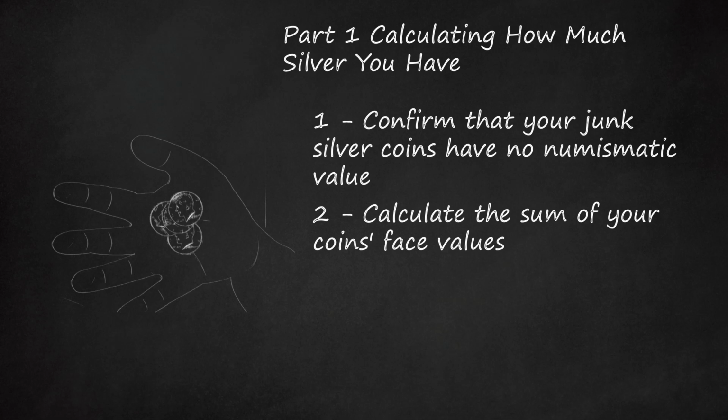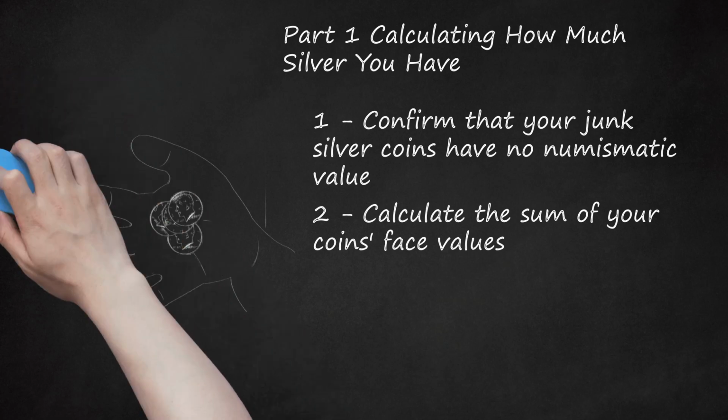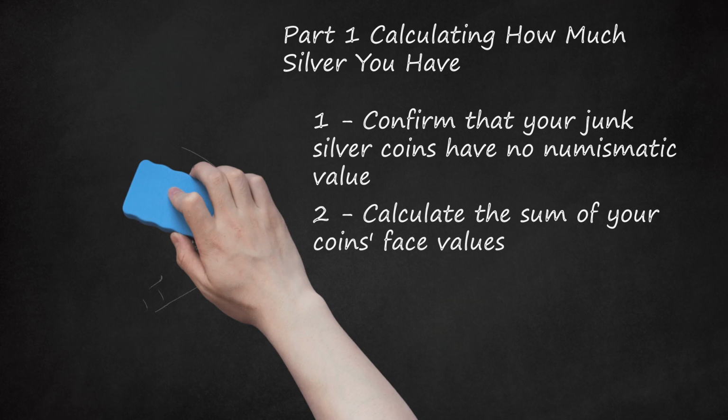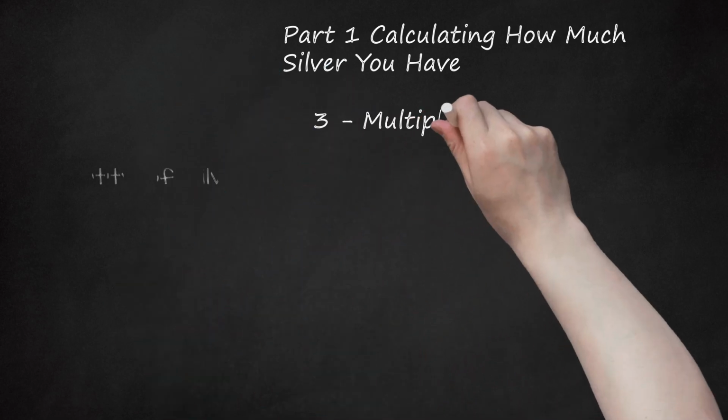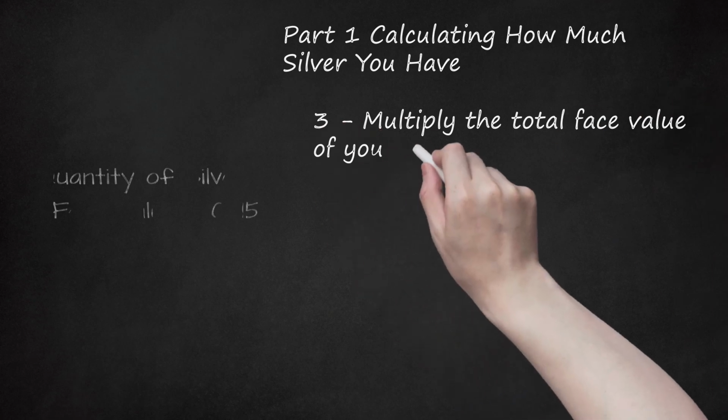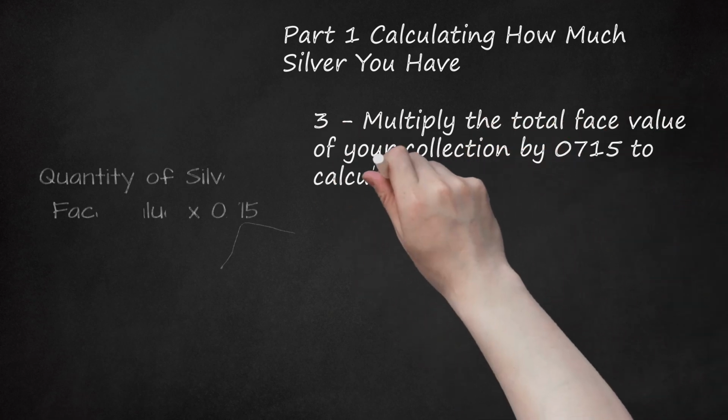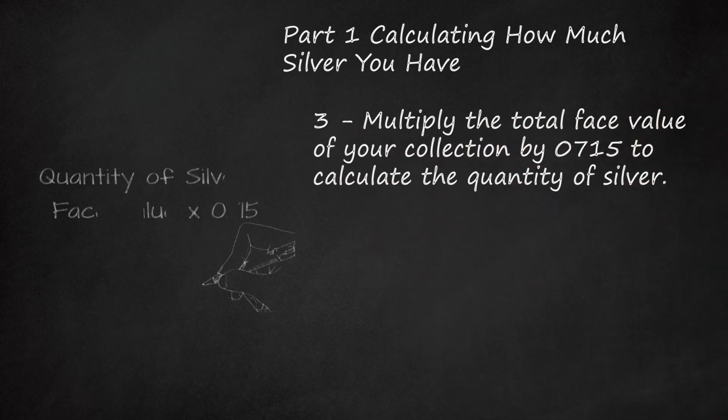Do not include nickels or pennies, which were not made from silver, with rare exceptions like 1942 to 1945 war nickels. Pricing these, however, can be complicated and so they should also be excluded from your calculation. 3. Multiply the total face value of your collection by 0.715 to calculate the quantity of silver.